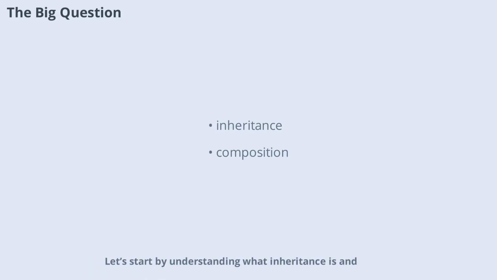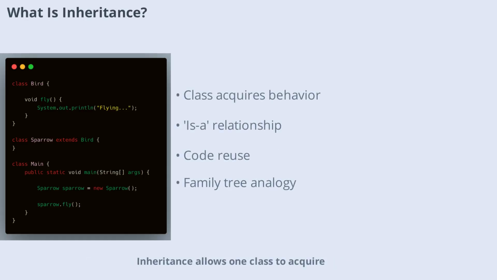Let's start by understanding what inheritance is and why it's so commonly used in object-oriented programming. Inheritance allows one class to acquire behavior and properties from another class. Think of it as a family tree, where a child inherits traits from a parent. In programming, this means a subclass can use methods and fields defined in its superclass.